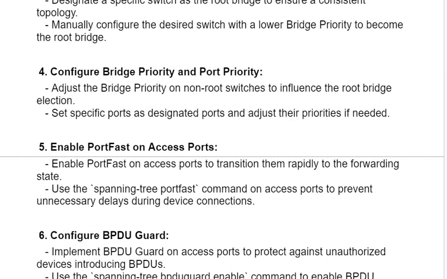Fifth solution: enable PortFast on access ports. Enable PortFast on access ports to transition them rapidly to the forwarding state. Use the spanning-tree portfast command on access ports to prevent unnecessary delays during device connections.